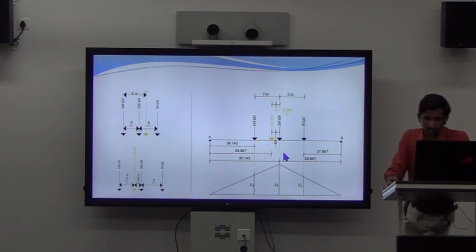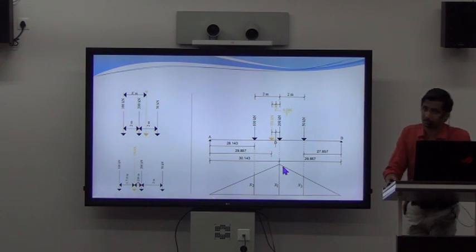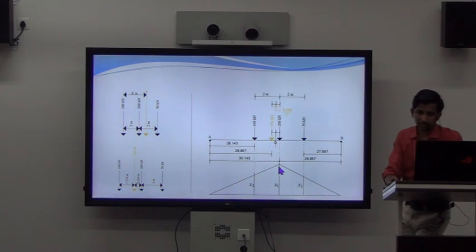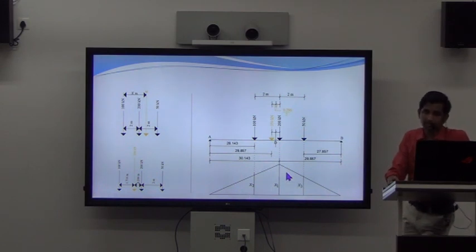So basically what we have to do is draw the influence line diagram for bending moment at this particular point, and it will have a triangular profile as shown in this slide. So this will be the influence line diagram. Once you draw it, we need two more steps to complete this part.